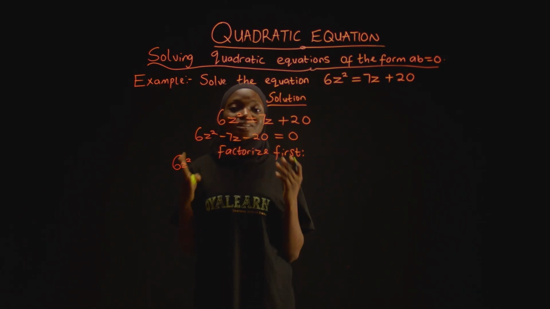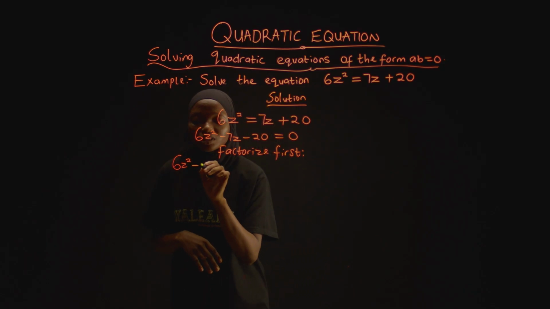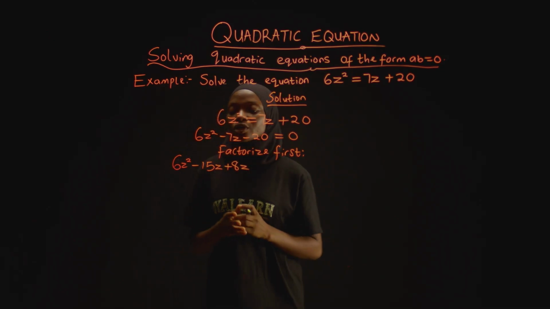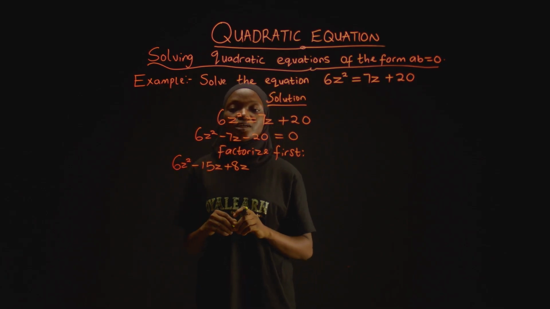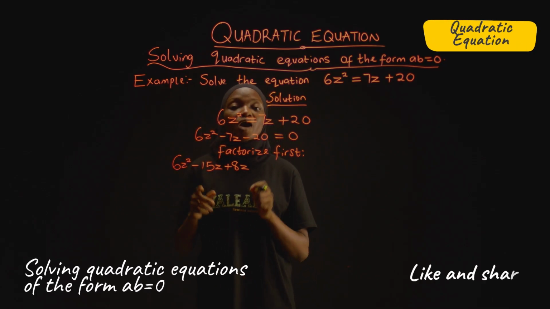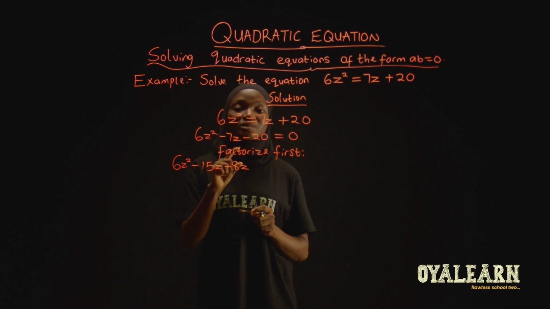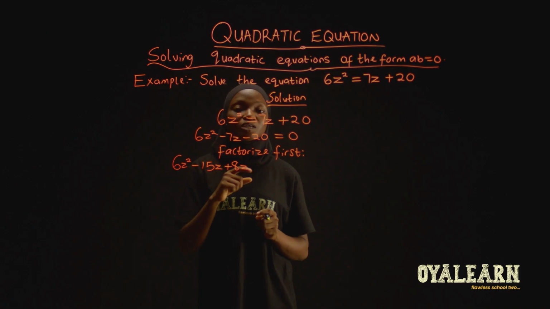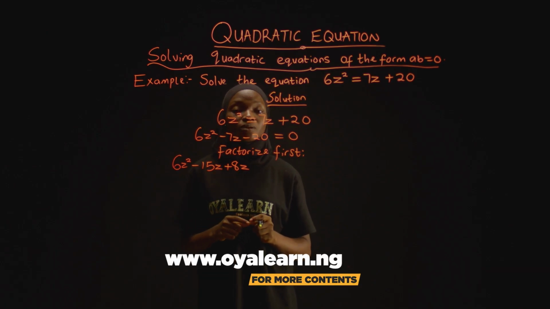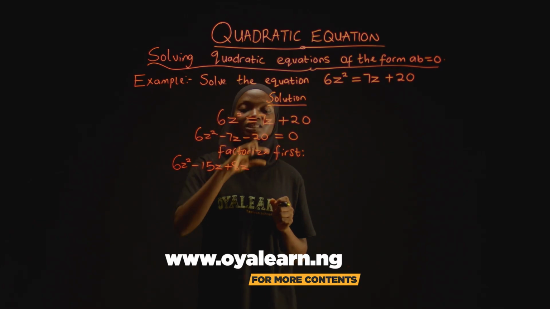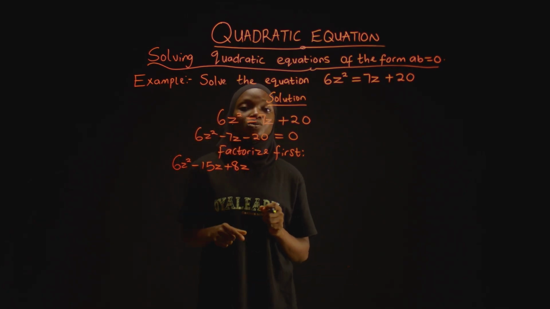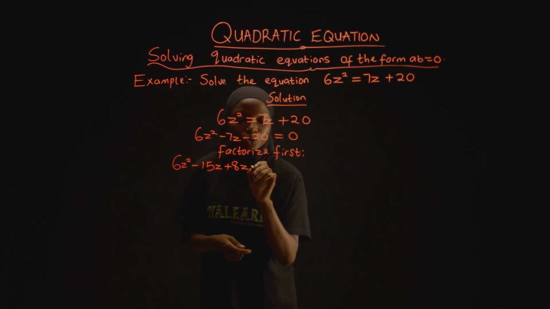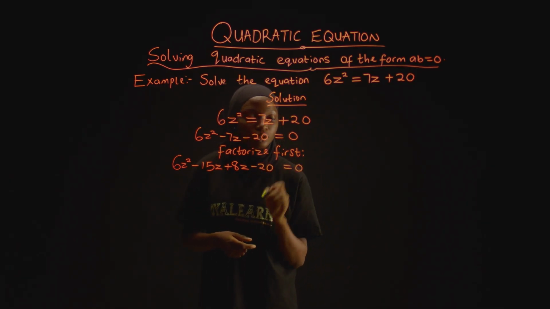Now the two terms we need here would be minus 15z plus 8z. Why? Because minus 15z plus 8z will give us back minus 7z. And when we take the product, that is minus 15z times 8z, plus times minus, we have minus 15 times 8, we have 120. Z times z, we have z squared. So we have minus 120z squared. And the product of the first term and the last term here, 6z squared multiplied by minus 20, will give us minus 120z squared. So that means these are the two terms we need. Then here we'll continue minus 20 equal to 0.